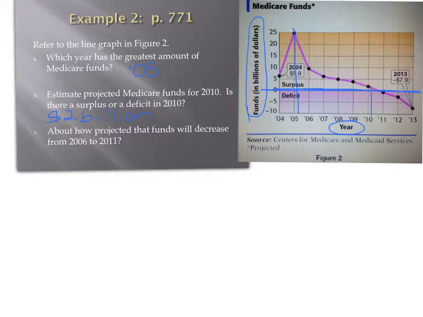Alright, and see about how projected that funds will decrease from 2006 to 2011. So in 2006, we're at 10 billion. And at 2011, we're right at 0. So if it was 10 billion and then went to 0, that's a decrease of $10 billion.